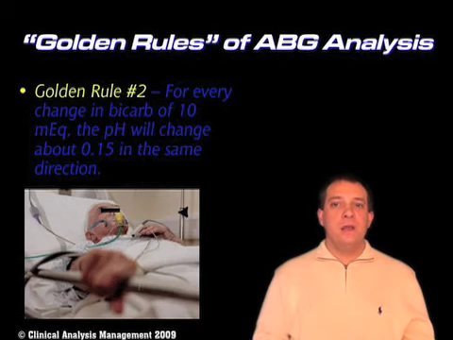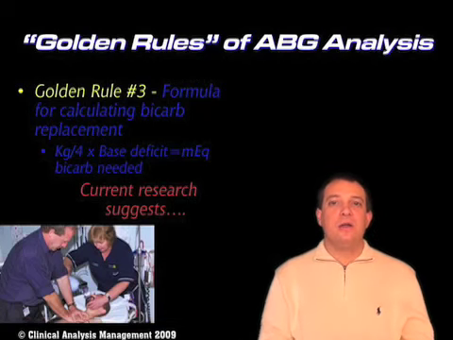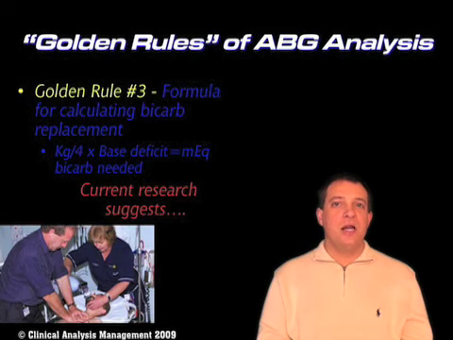Finally, the last little rule that you need to know is how to calculate bicarb replacement for a patient who's got metabolic acidosis. I'm going to give you the formula, and then we're going to talk about it for a minute. The way that we figure out how much bicarb we would have to give somebody to get them all the way back up to a normal pH is we take their weight in kilos, we divide that by 4, and we multiply that times their base deficit.